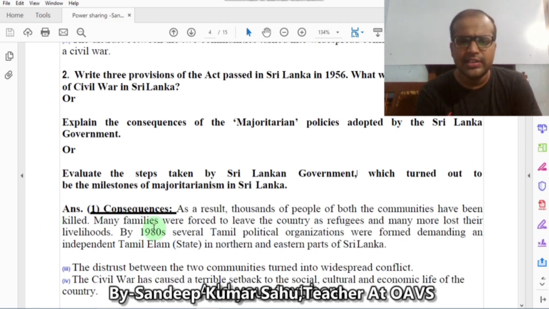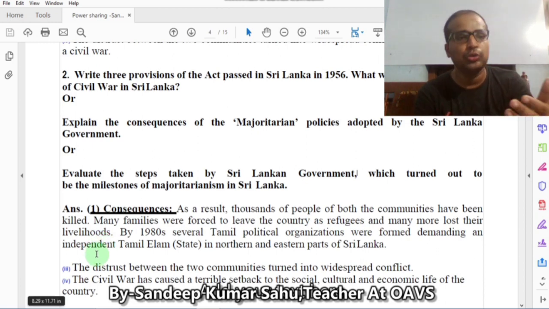As a result, thousands of people of both communities have been killed because of this civil war. Both Sinhala speakers and Tamil speakers were killed from both sides. Many families were forced to leave the country as refugees. Many more lost their livelihood. So most of the people were forced to leave the Sri Lankan country, and most of the persons also lost their livelihood.